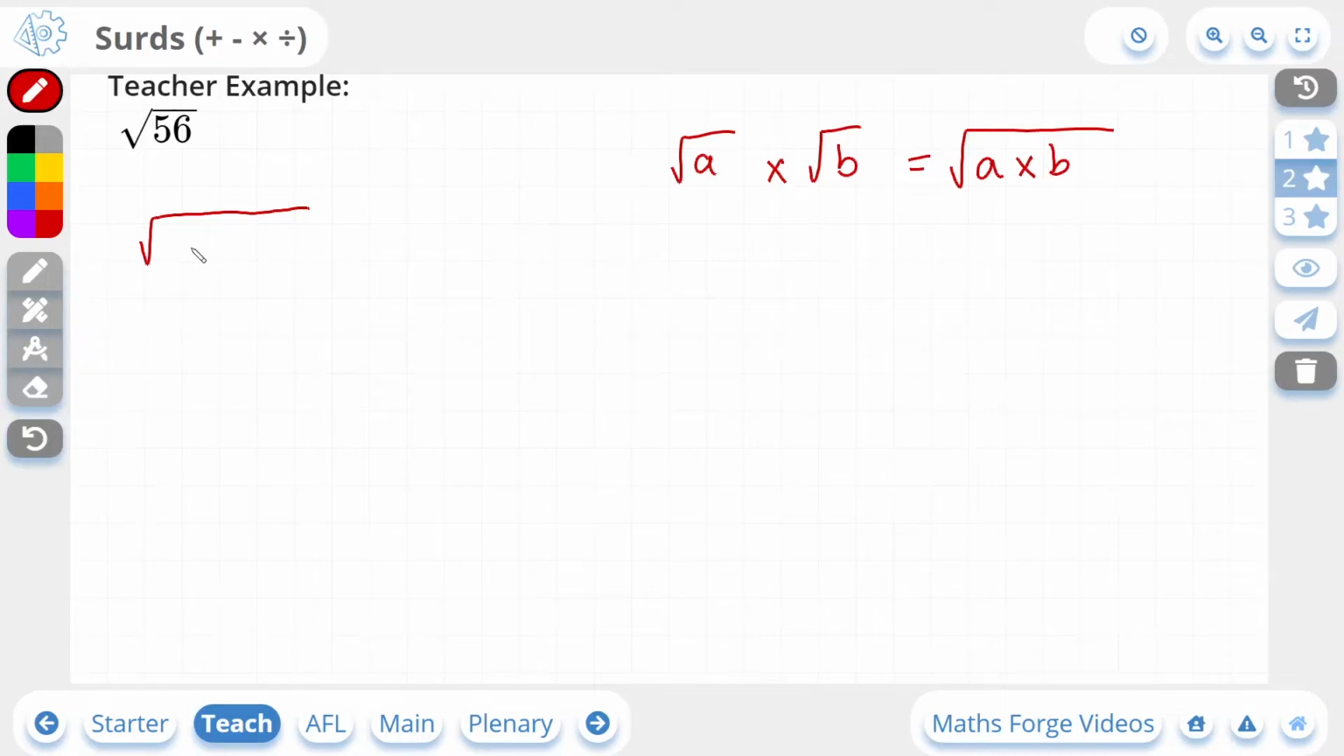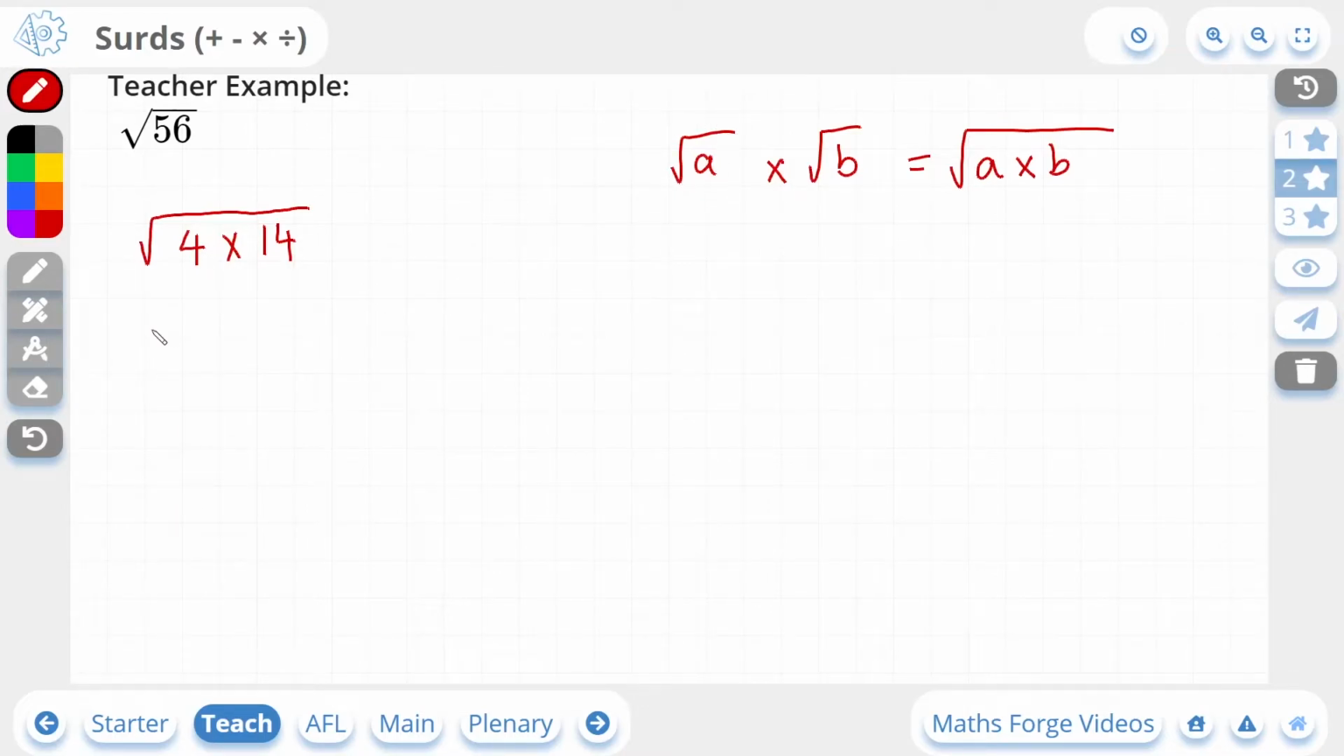I have to think of 2 numbers that multiply to give you 56, and at least one of them has to be a square number. And in this case, the numbers I'm thinking of are 4 and 14. 4 times 14 gives me 56, and 4 is a square number. Because it's a square number, in the next stage, when it gets a square root over it, it's going to break down into a whole number.